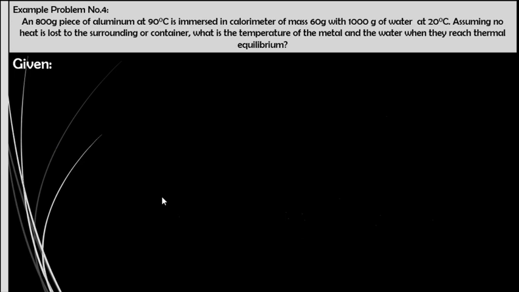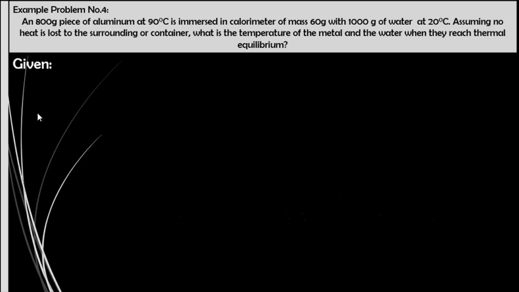Example problem number 4. An 800-gram piece of aluminum at 90 degrees Celsius is immersed in a calorimeter of mass 60 grams with 1000 grams of water at 20 degrees Celsius. Assuming no heat is lost to the surrounding or container, what is the temperature of the metal and the water when they reach thermal equilibrium?